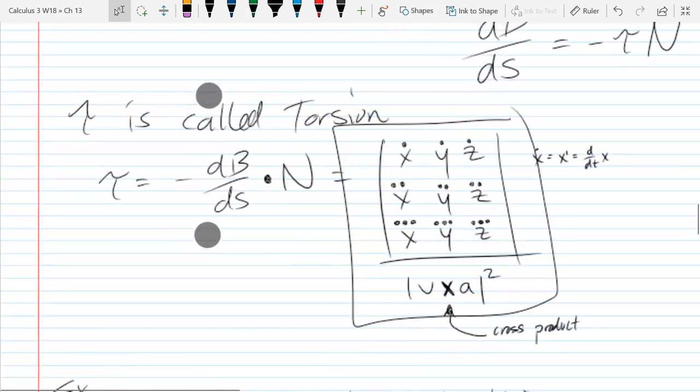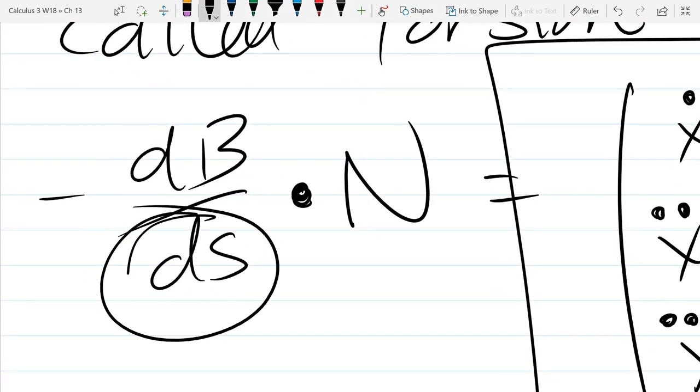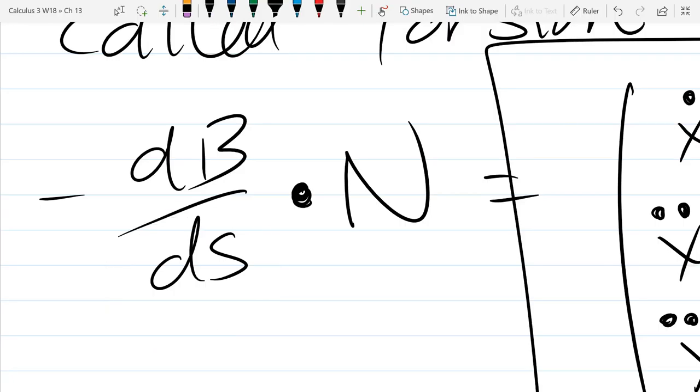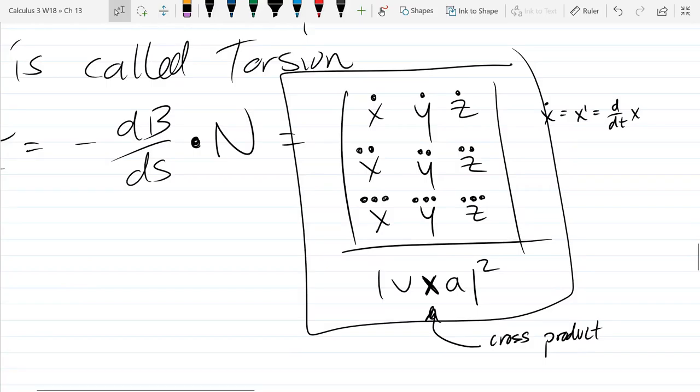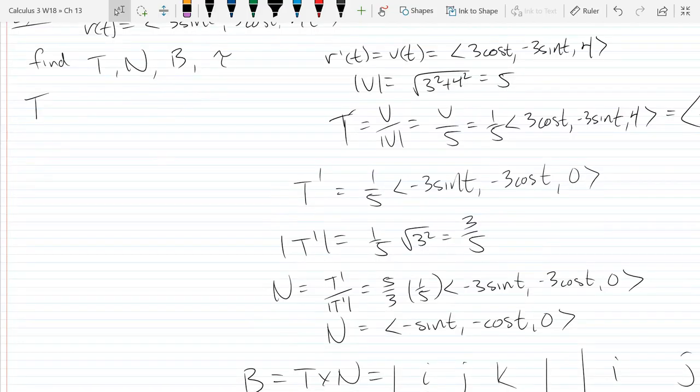You could compute the torsion right here, but the problem is I have a ds derivative, and that's going to be kind of a pain, not just a regular t derivative. So it's not just the derivative of v. Because of that, I'm going to use the version on the right. Here, the first row is basically the components of v, which is r prime, and then I need to compute acceleration, which is r double prime, and then jerk, which is r triple prime. I'm going to do all that on the left instead of over on the right side.